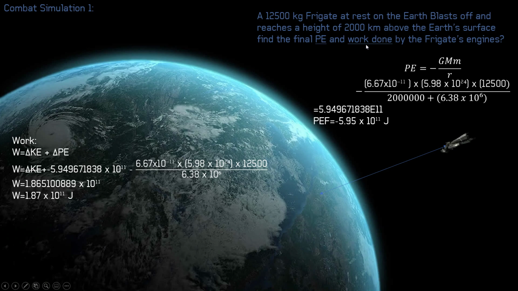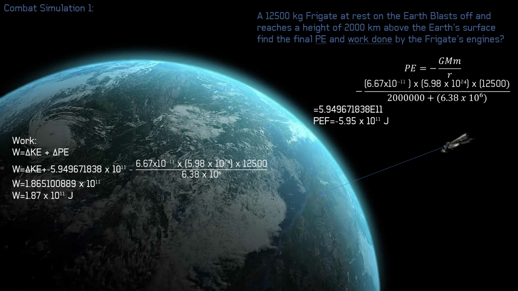The second part of this question is asking how much work is done by the frigate's engines to do this. We know that at the surface of the Earth it's not moving, and when it gets up here it is no longer moving as well. That will be important for later. When calculating work, we use the work-energy theorem: change in kinetic energy plus change in potential energy is equal to work done.